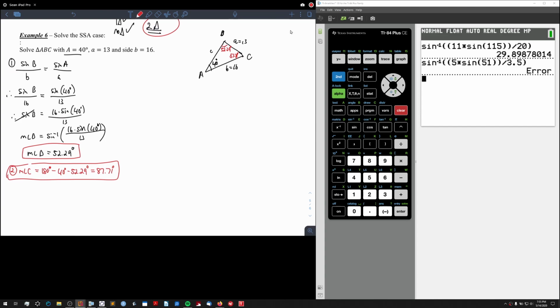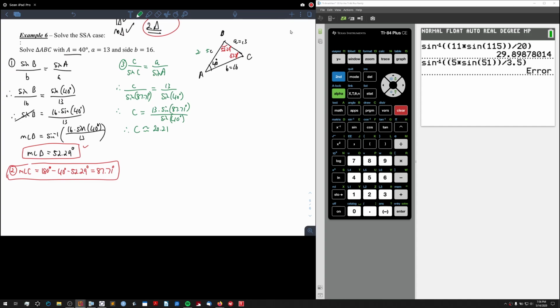So I found angle B and angle C. The only other missing part for my first triangle is side C. So the third step would be to find side C. C over sine C equals A over sine A, since this was the given information. So C over sine of 87.71 degrees is 13 over sine of 40 degrees. Then C equals 13 times the sine of 87.71 degrees over the sine of 40 degrees. Punch that in your calculator, and you get side C is approximately 20.21.